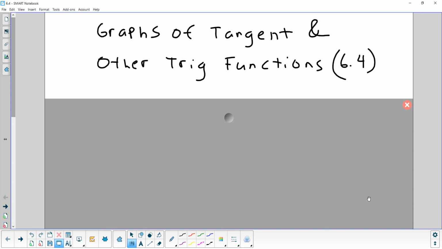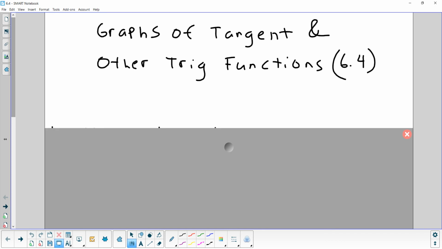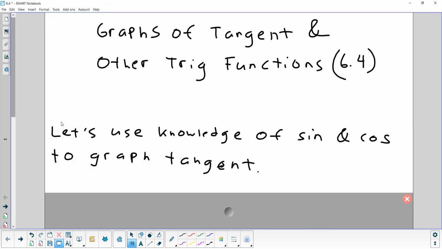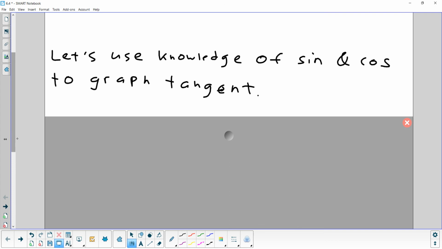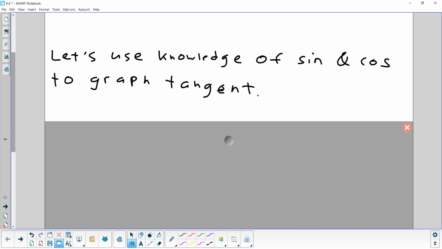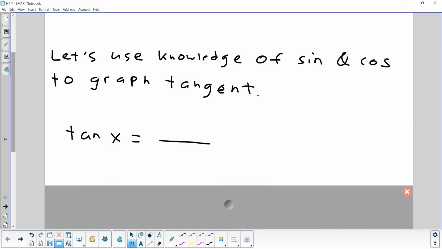So in this section, we're going to look at all the other trig functions. So we're not going to spend as much time as we did on sine and cosine. We're not going to break down the transformations into separate days, because at this point we should be more comfortable with those. So let's think a little bit about what tangent would look like based on what we know about sine and cosine.